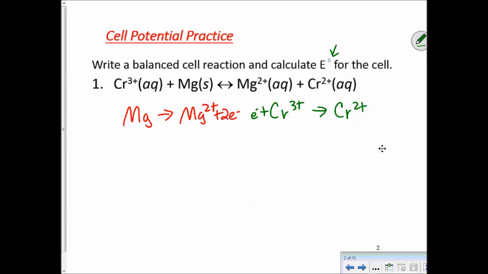All right, and in order to balance this, I need to multiply the chromium side by 2 to balance those electrons. Very good. So I would get 2 e-, and now we can merge our equations because we can cancel our electrons.